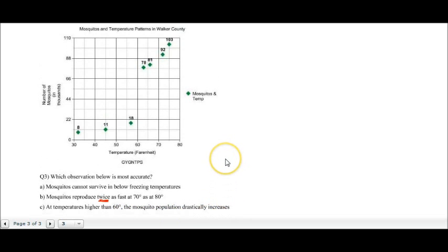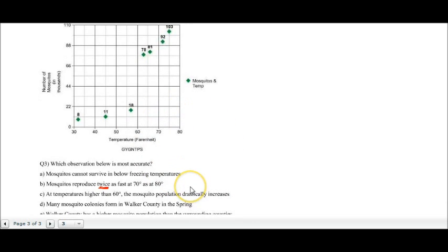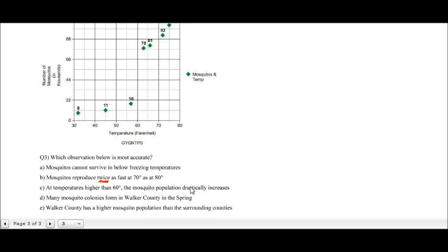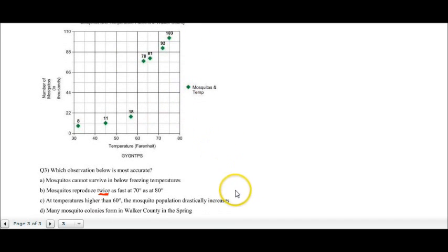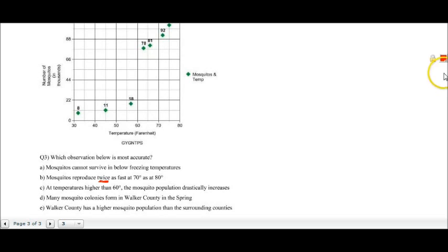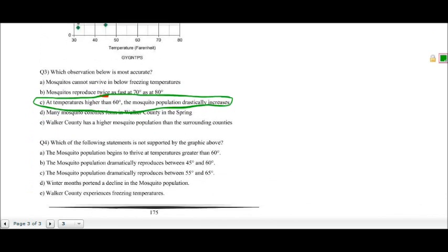Well, we don't know anything about what time of year this is, so we're just going to say that can't be most accurate. And then E, Walker County has a higher mosquito population than surrounding counties. Well, we don't have any data here about other counties, so we're going to cut that one out. So we're just going to come back over here and use green and say answer C is the answer. That temperatures higher than 60 degrees, the mosquito population drastically increases.